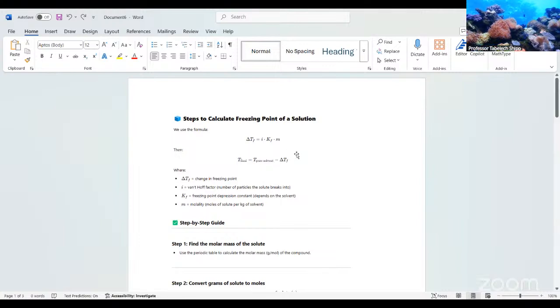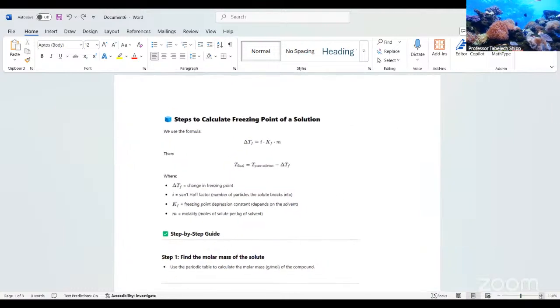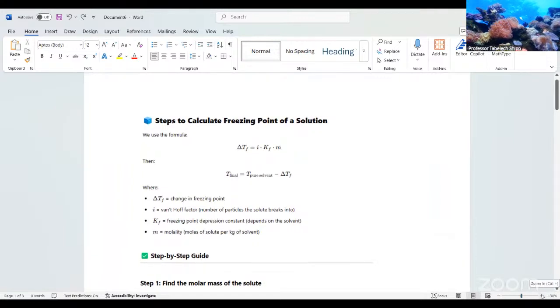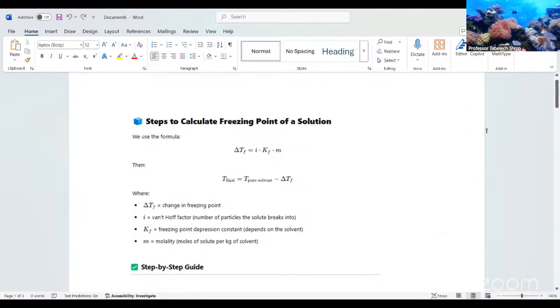Okay, this is the main formula right here. Delta T_f is equal to i, the Van't Hoff factor, times K_f, times molality. Again, you've seen this before. Sometimes the formulas will look like this, and other times they may put the K_f first, then the m, and then the i. But either way it goes, this is how you're able to determine that particular process. So here's your step-by-step guide so that you will know how to use this for all of your practice problems.